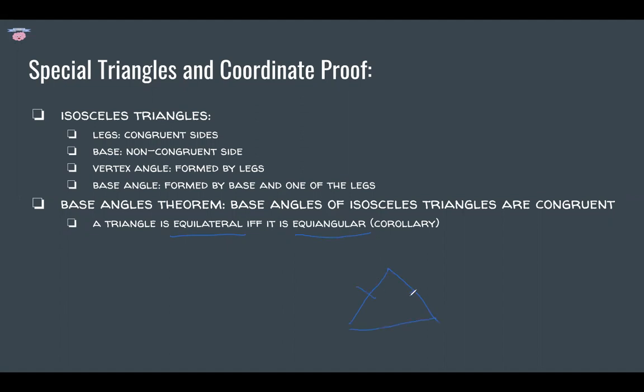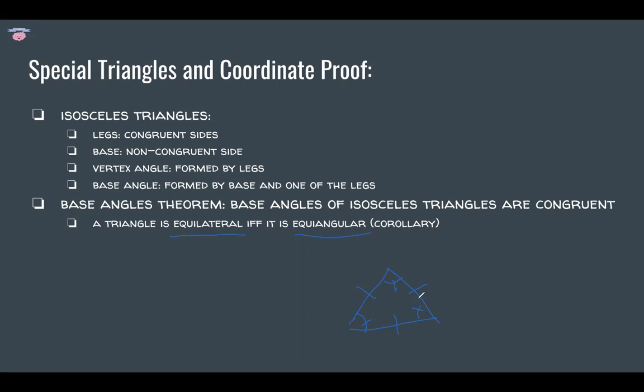So let's try to prove this. We know all equilateral triangles are isosceles because, I mean, it has at least 2 sides congruent. And since they're isosceles, that means this angle is congruent to this angle. But we can also look at it this way. This side is congruent to this side, which means this angle is congruent to this angle, which means all 3 angles are congruent by the transitive property of congruence.